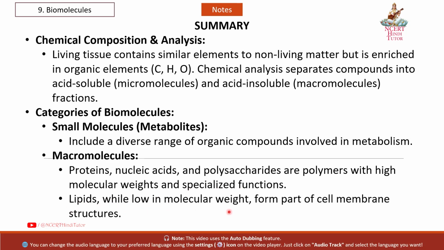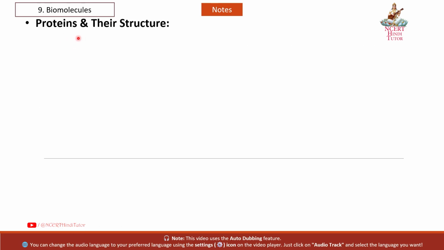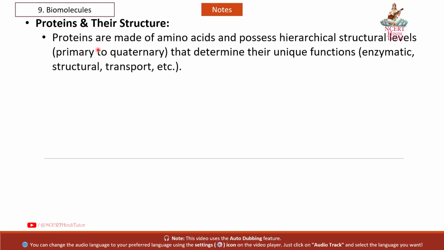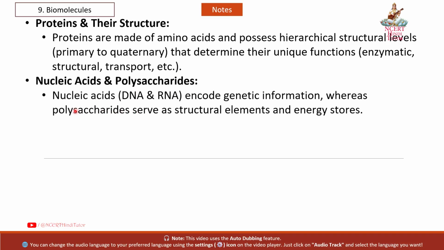Lipids, while low in molecular weight, form part of cell membrane structures. Proteins and their structure. Proteins are made of amino acids and possess hierarchical structural levels, primary to quaternary, that determine their unique functions: enzymatic, structural, transport, etc. Nucleic acids and polysaccharides. Nucleic acids, DNA and RNA, encode genetic information, whereas polysaccharides serve as structural elements and energy stores.